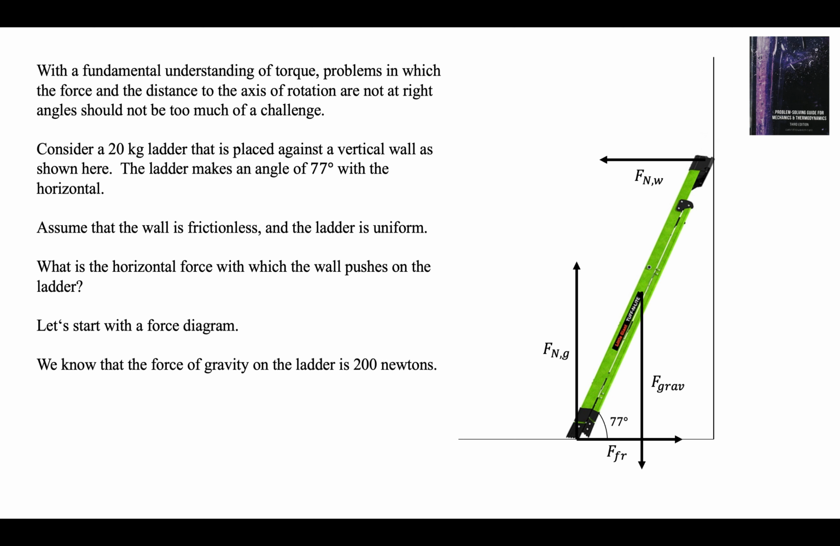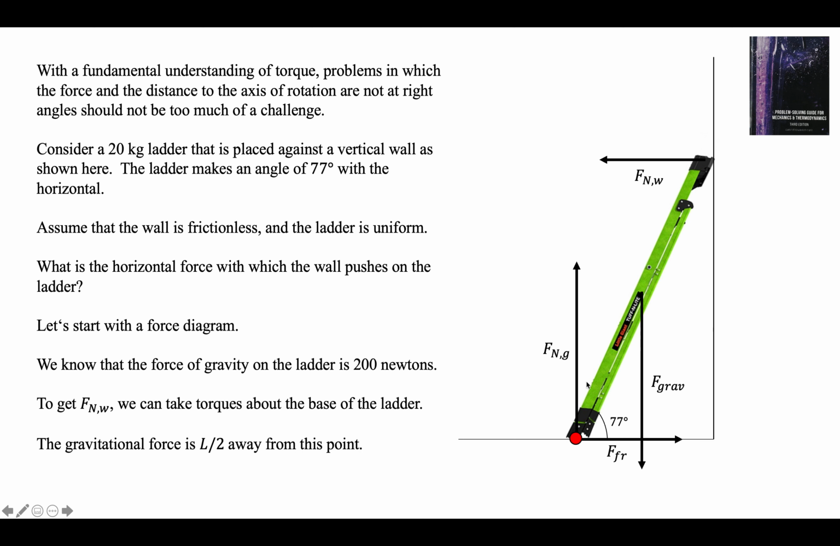We know the gravitational force is 200 newtons. It's mg. M is 20 kilograms. G is 10 newtons per kilogram. To get the normal force from the wall, we can take torques about the base of the ladder. And let's mark that spot with the red dot. We're taking torques about this point. This eliminates the normal force from the ground and the frictional force.